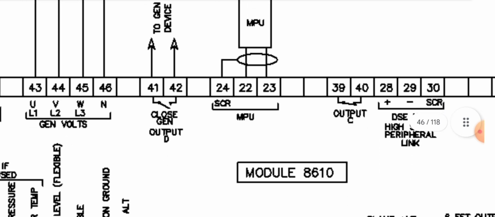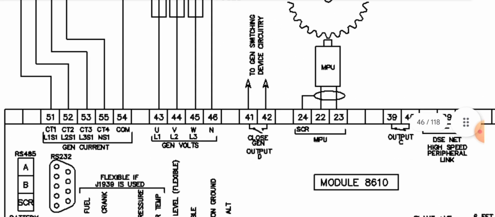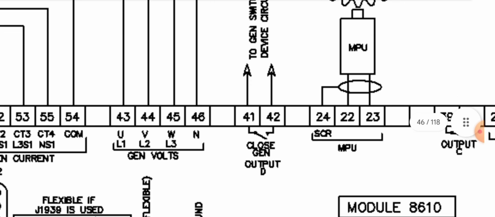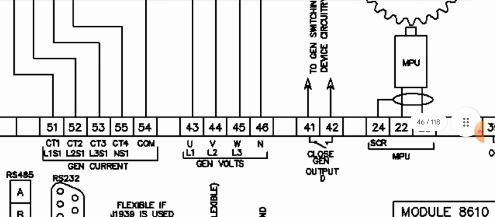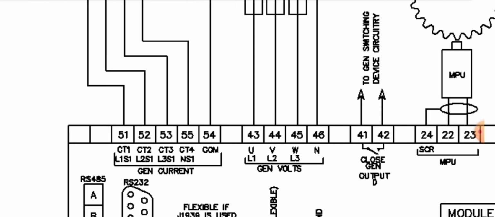Pin 24, pin 22, pin 23. This is for the MPU. Pin 41 and pin 42 are for the generator closed genset output, and also 43, 44, 45, 46. This is the generator voltage inputs, and also pin 51, 52, 53, 55, 54. This is the generator CT connections.